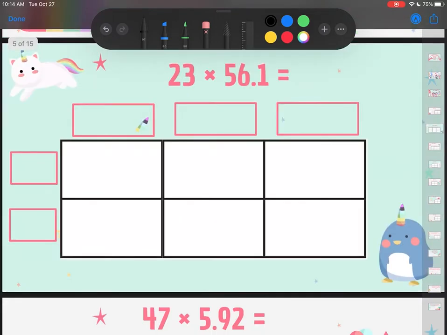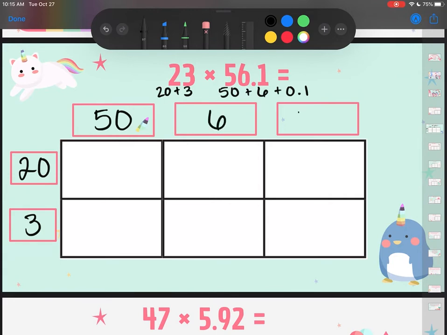Let's look at one with a little bit longer problem. So now I've got 23 times 56.1. So my boxes are a little bit longer because I've got more numbers in 56.1. 23 would be 20 plus 3, and then 56.1 would be 50 plus 6 plus 1/10. So 23 is going to go over here, 20, and then 3. And then I've got 50, 6, and then 1/10. Just like expanded notation.